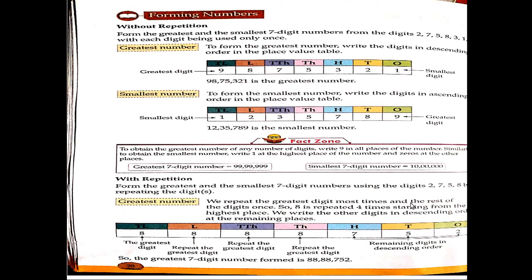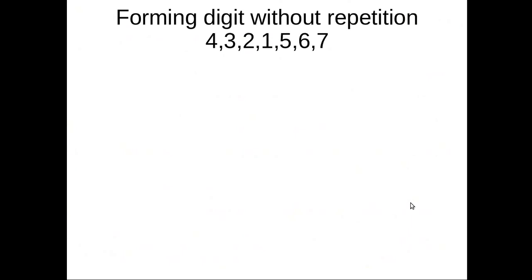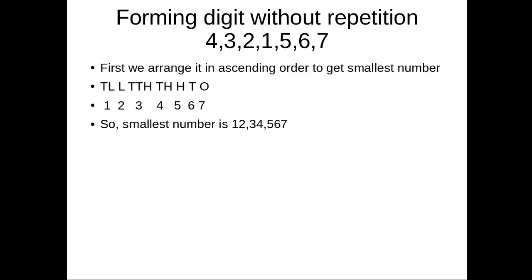Okay, let us see an example. See, forming digits without repetition: 4, 3, 2, 1, 5, 6, 7. These are the digits that we have been given. Now first we arrange them in ascending order to get the smallest number.